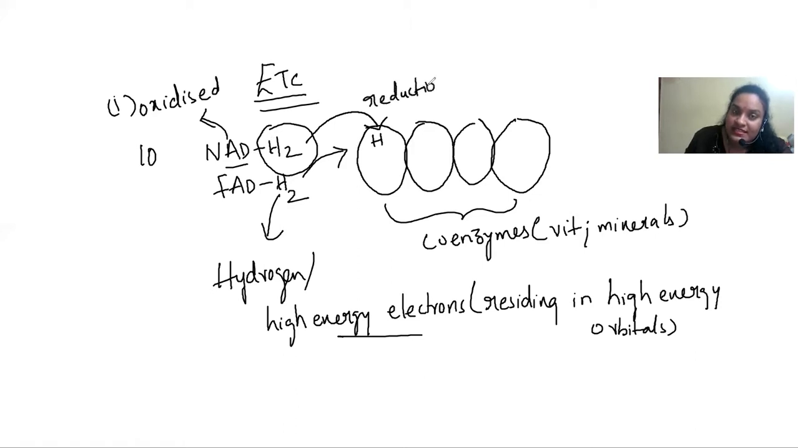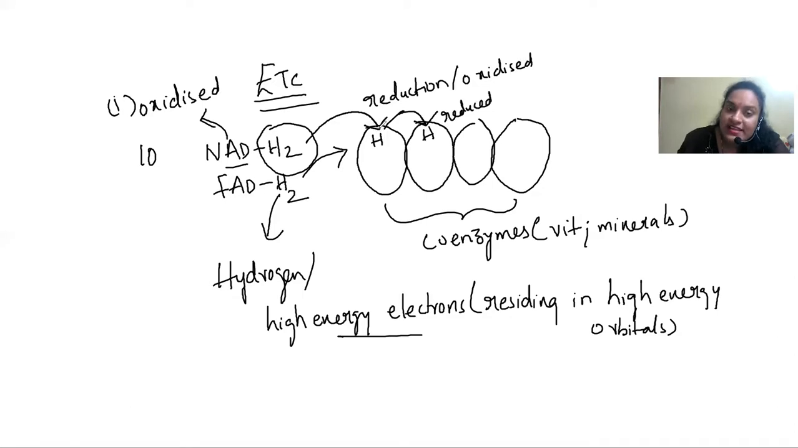So like this, the reduced coenzyme enters into the inner membrane. It transfers its high energy electron to the series of coenzymes which are built in the inner membrane. The first one which receives is going to get reduced. As soon as it gets reduced, it transfers this electron to the adjacent coenzyme. So now this is going to get oxidized and this one is going to get reduced. So this is going to be a series of things.